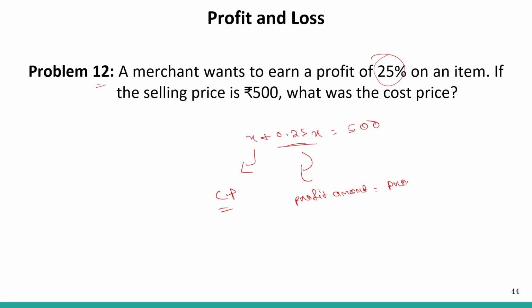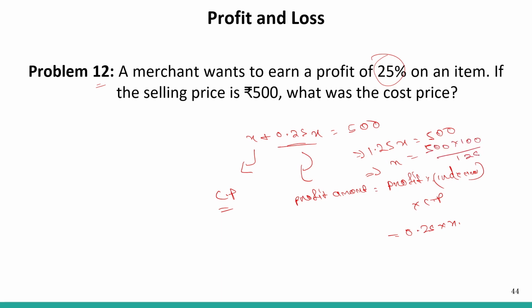what? Profit percentage in decimal into CP, right? So this is equal to 0.25 into x. Okay. So this implies that 1.25x is equal to 500. So this implies that x is equal to 500 into 100 whole by 125. Okay. So this will be 4. So this will be equal to 400 rupees. Okay. So this implies that CP is equal to 400. So the cost price of that item is 400.